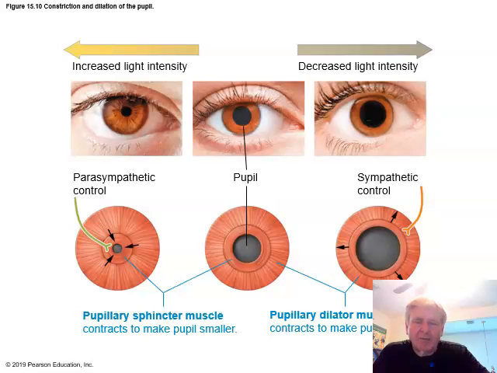So the pupillary dilator muscle contracts to make the pupil larger. The pupillary sphincter muscle contracts to make the pupil smaller. And these are both present in the iris. Of course, you also have pigmented epithelium in the iris, which produces melanin, and that produces the color of your eyes. The more melanin you have, the darker the color, and of course, that's going to also contribute to the color of your eye.